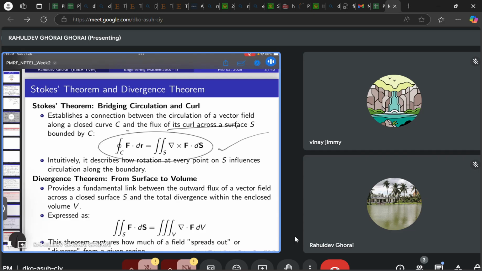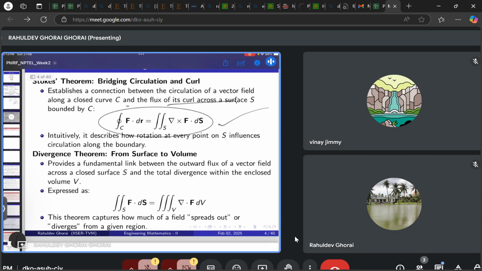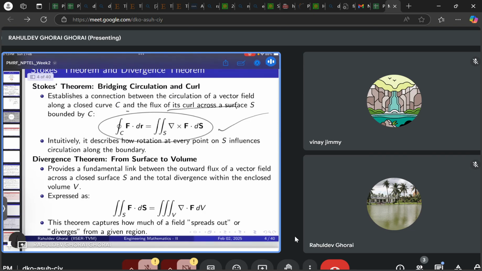So it's okay. And the divergence theorem is that the F dot dS. I mean, here F dot dS means F dot n times dS. n is the outer normal. Okay. So this also, one can find a bridge between the double integral and triple integral, volume integral and surface integral, right?